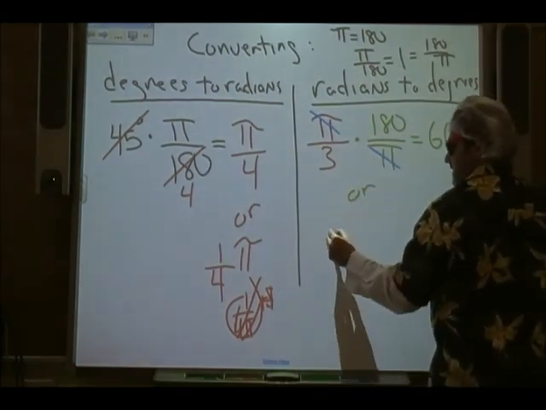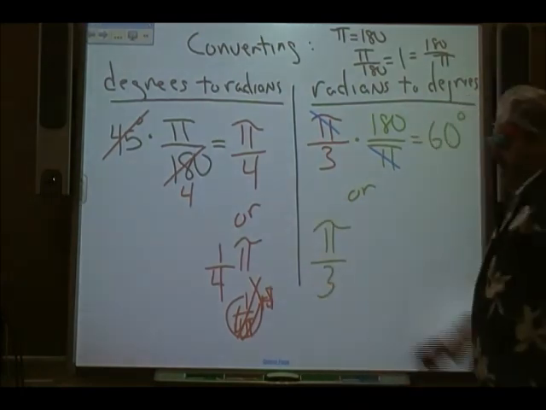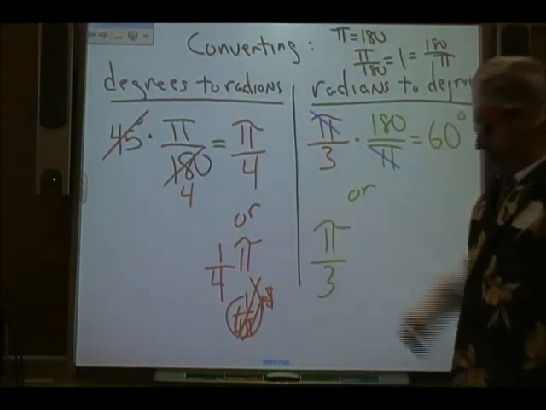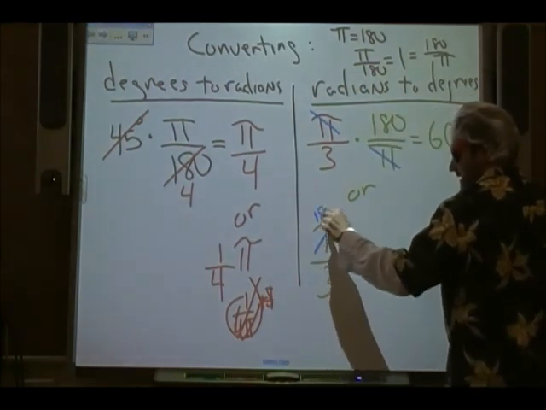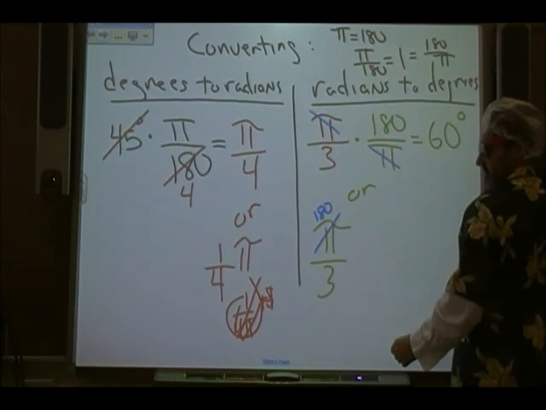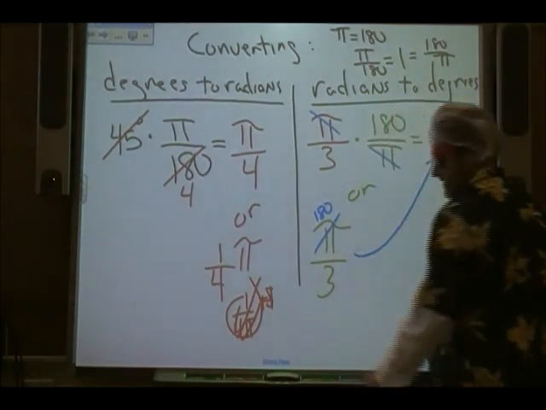Or you can say, here's pi over 3, I know pi is 180. So all I have to do is put the 180 where the pi is, and I still get 60 degrees.